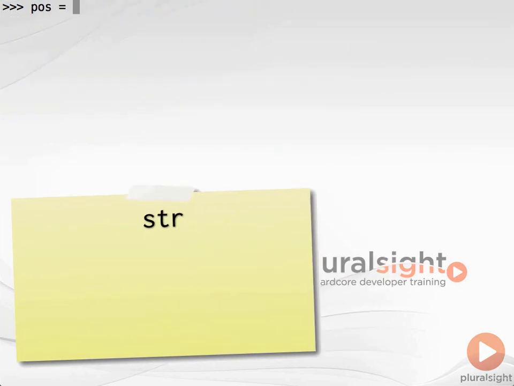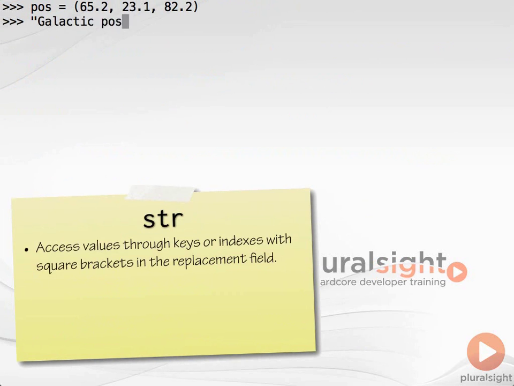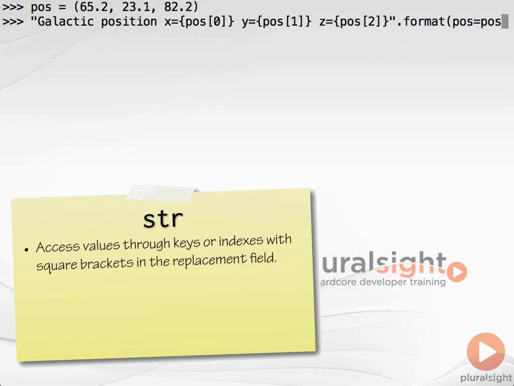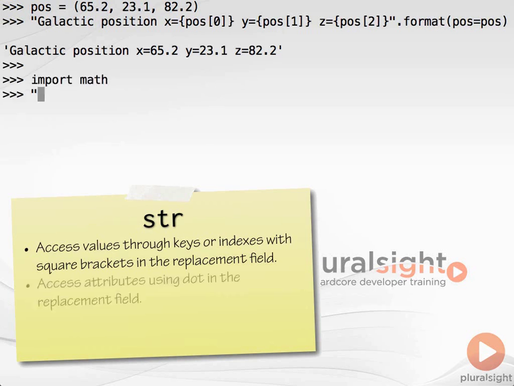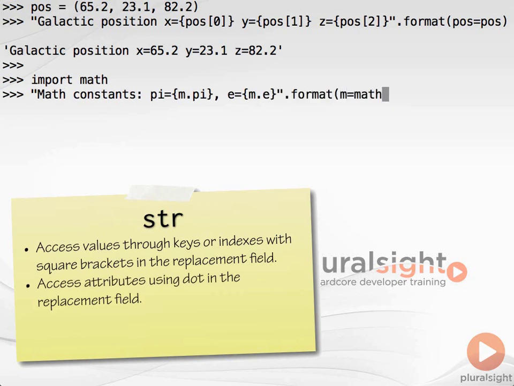It's possible to index into sequences using square brackets inside the replacement field. Here we've assigned a tuple to a variable pos, and then we pass pos as a keyword argument to format. We access the elements of pos inside the replacement fields within the string. We can even access object attributes. Here we pass the whole math module to format using a keyword argument. Remember, modules are objects too. Then we access two of its attributes from within the replacement fields, pi and e.